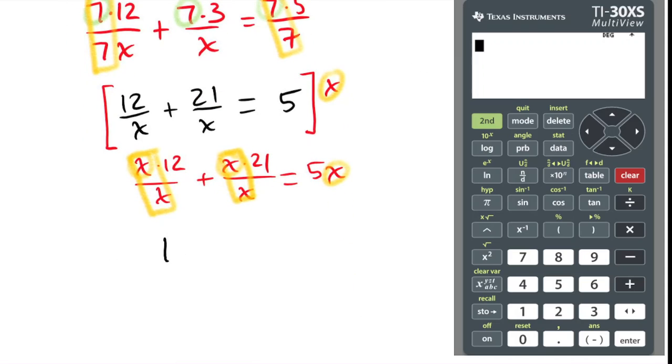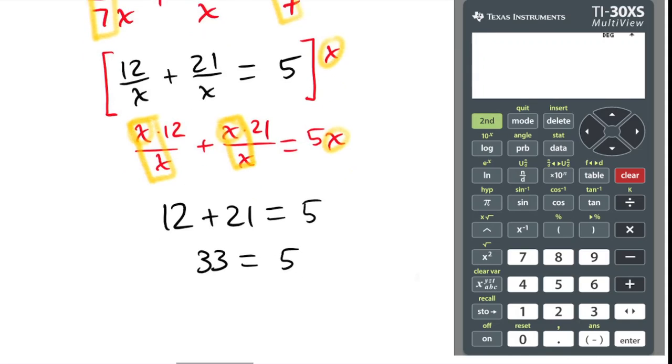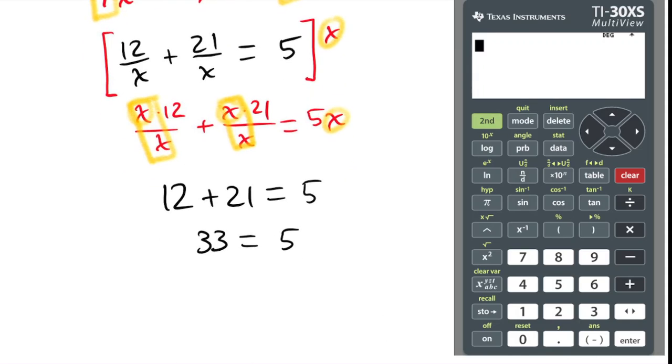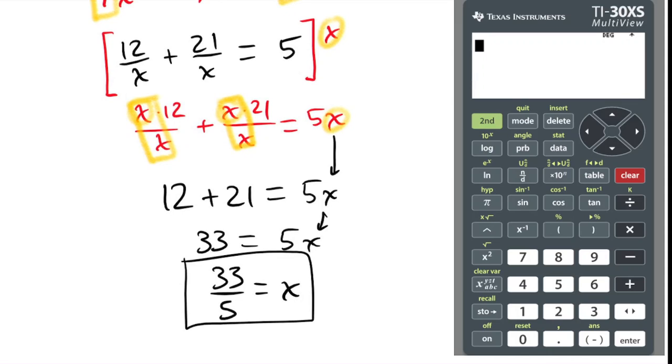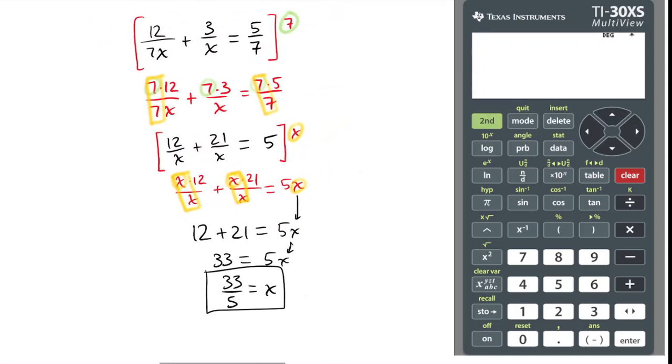So this equation becomes 12 plus 21 is the number 5. That looks like 12 and 21 would be 33. 33 is 5. Therefore x, wait a minute. What did I just do? This is a 5x. I forgot the x was going here. Therefore, 33 divided by 5 is what x is. That's a likely story. The question is, is that really true?